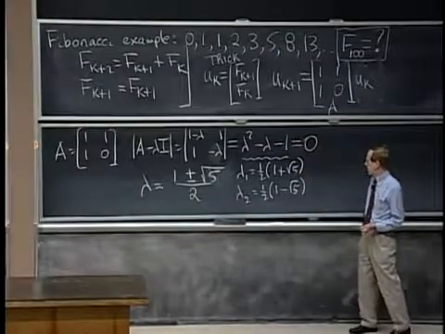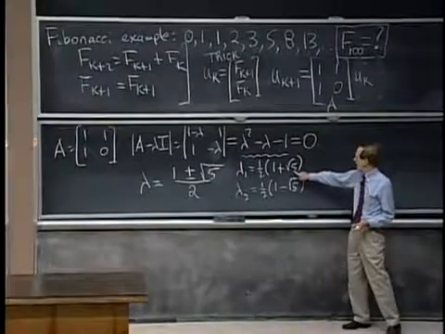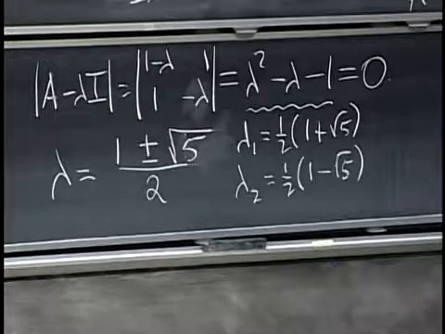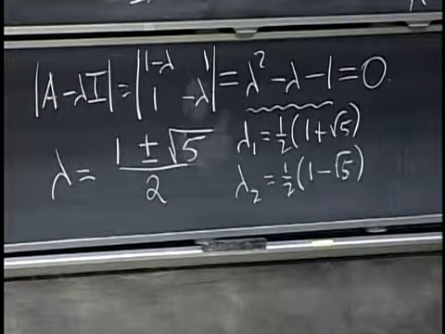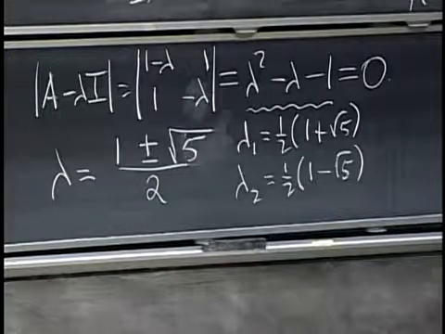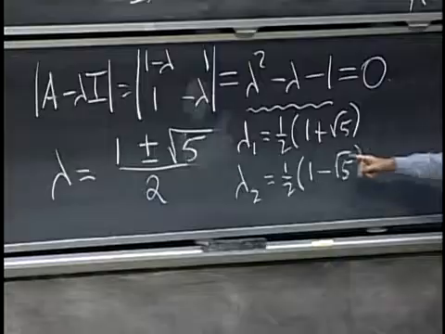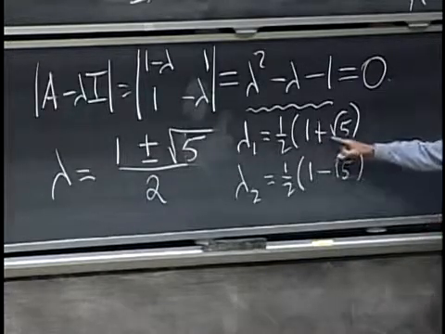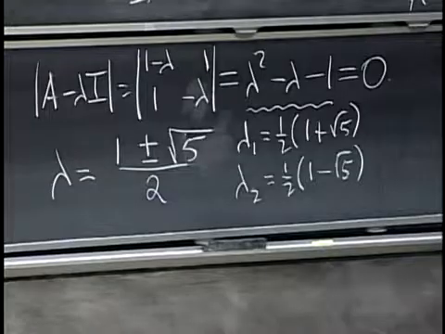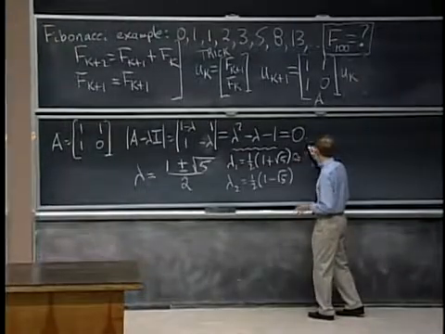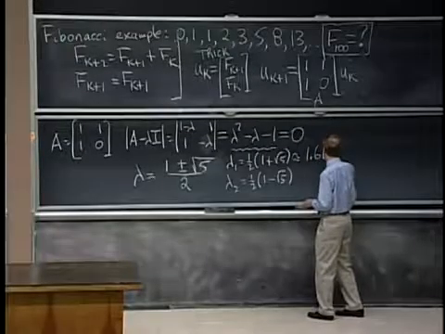What are those numbers approximately? Square root of 5, well, it's more than 2 but less than 3. It'd be nice to know these numbers. I think that number comes out bigger than 1, right? Yeah, that's right. This number comes out bigger than 1. It's about 1.618 or something.